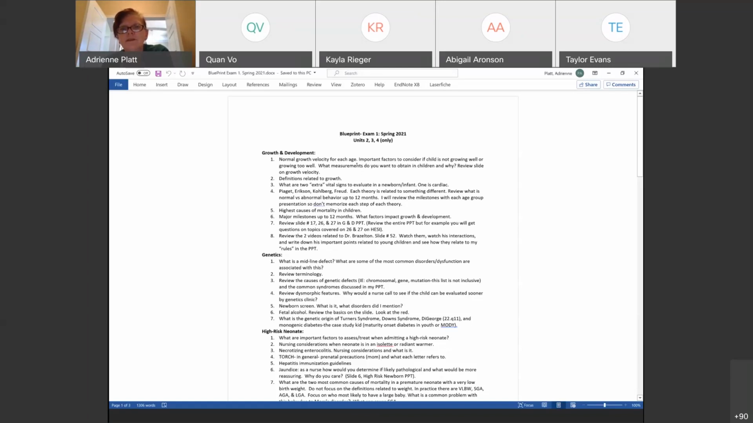Okay, what measurements do you want to obtain in a child and why? Remember, brain growth, head circumference. So up to 3 years of age, you want that head circumference. At 2, if it's growing right along, remember they declare themselves. So if the head is growing right along the 75th percentile and it's not changing, then I wouldn't worry about it at say 2, 2.5.